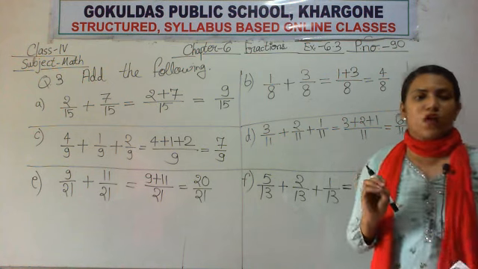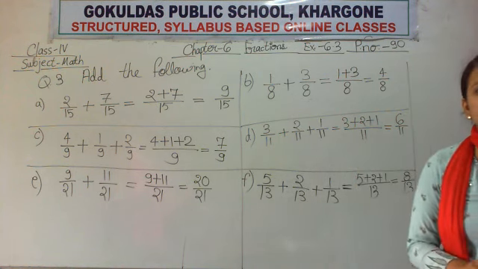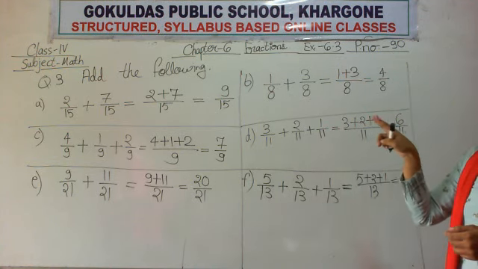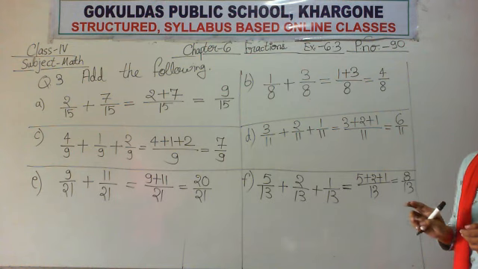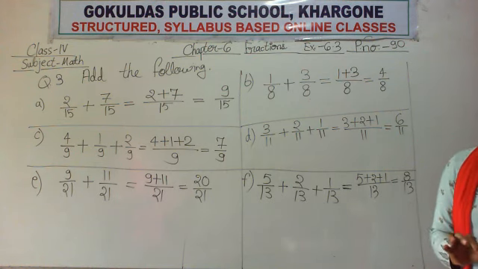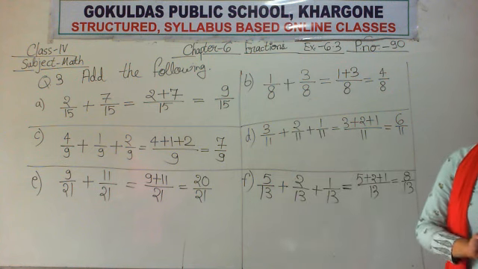Now I hope you got how to add fractions. We check the denominator. If denominators are the same, then we add the numerators together over the same denominator. Okay, now G, H and I, try to solve by yourself. I have done 6 questions for you. Now 3 questions are your homework.